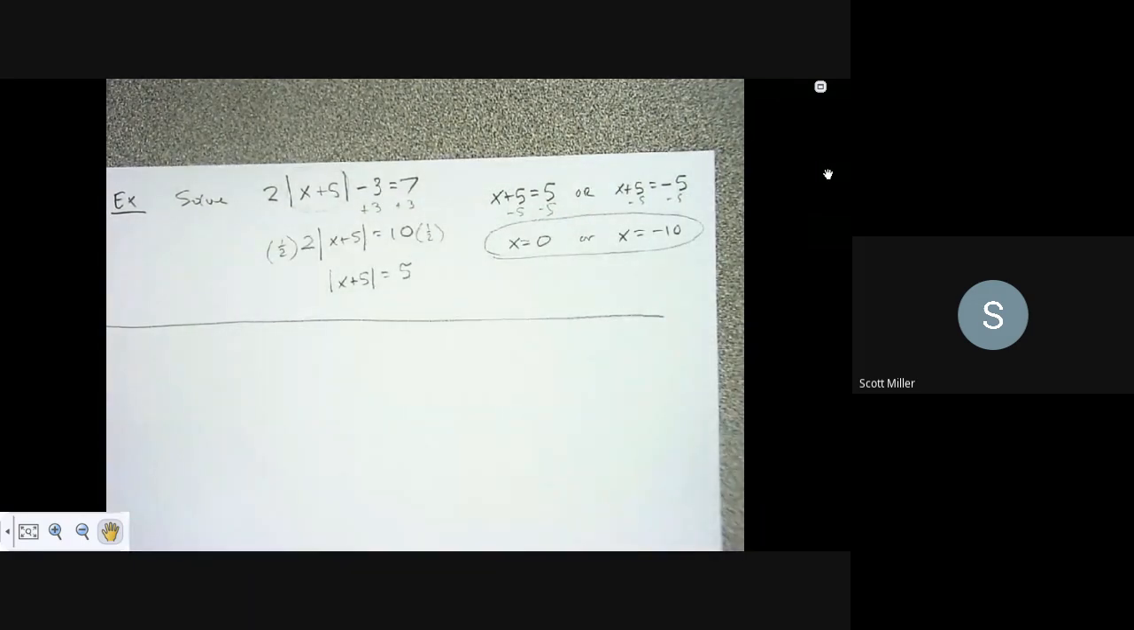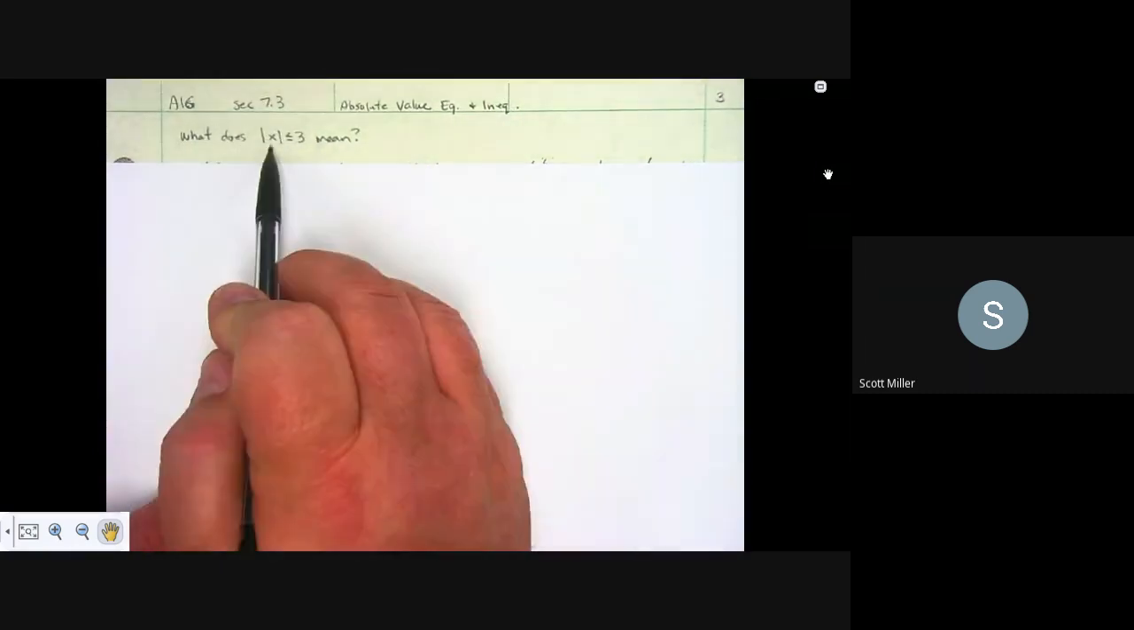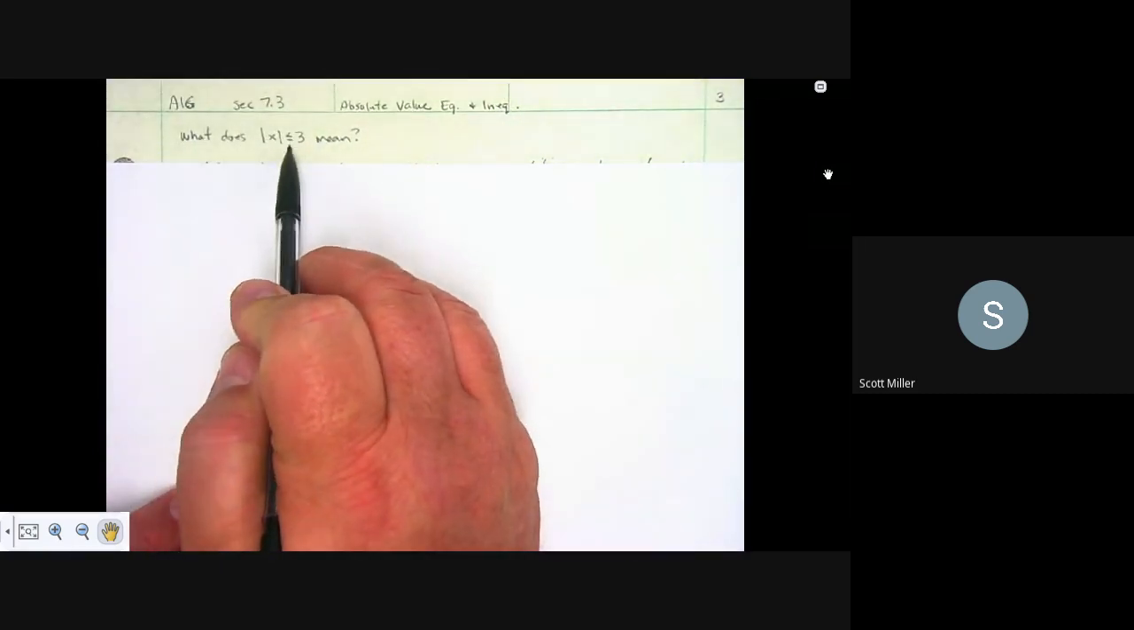So let's take a look at something else now. That was the absolute value equation. Now we're going to go one step beyond that. What does that mean? What does the absolute value of x less than or equal to 3 mean? Now I have an inequality. What's going on there?